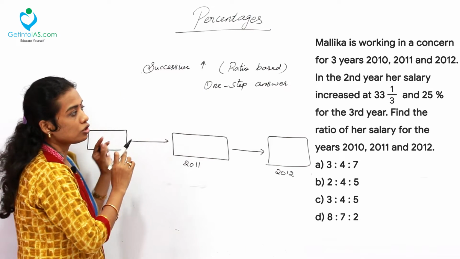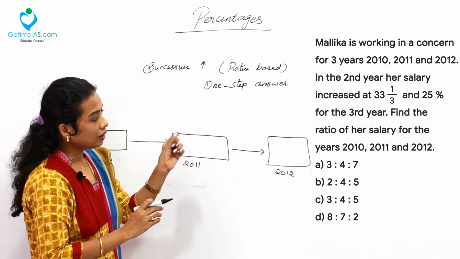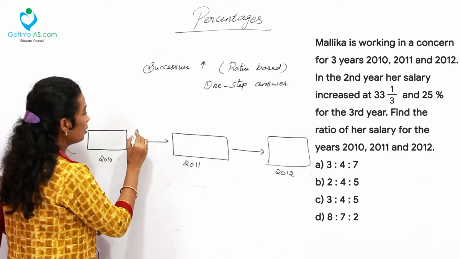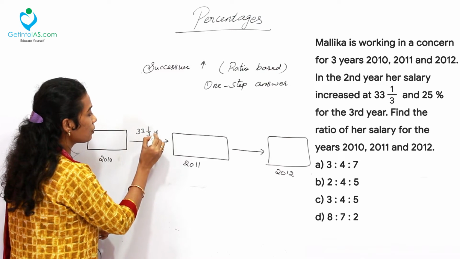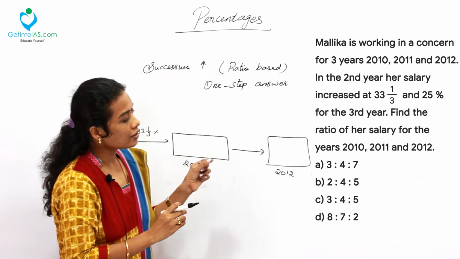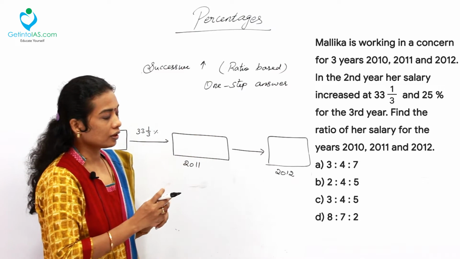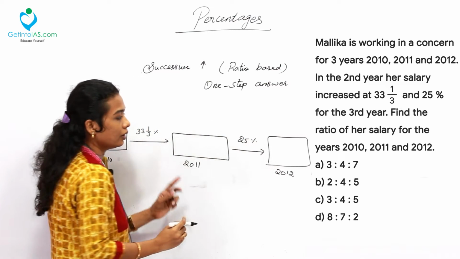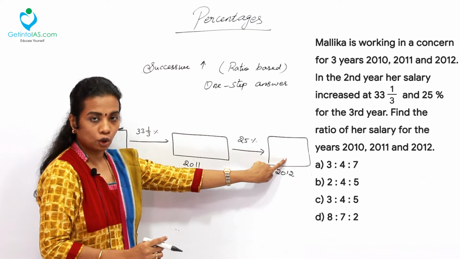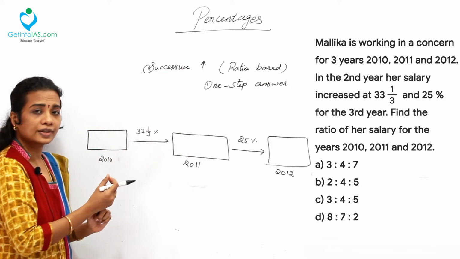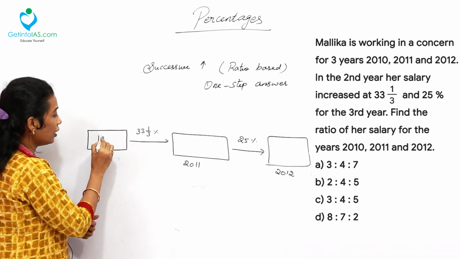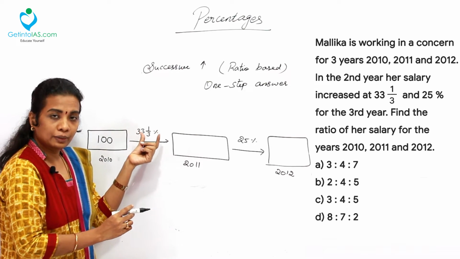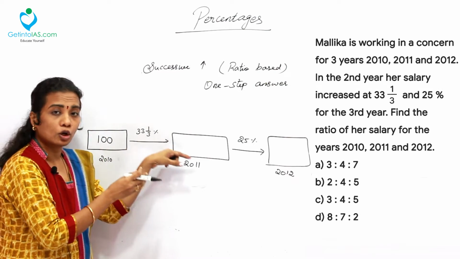First year salary is not given in terms of value. But in the second year her salary increased at 33 1/3%. Then the next one, 25% on the next year. For the third year, 25% it is to be increased and she got the increased salary in the third year. Without knowing the salary, can you find? Yes. Usually you will be taking 100 here and you will be taking 20%, 50%, like that value will be given. Easily you will be adopting the answer.